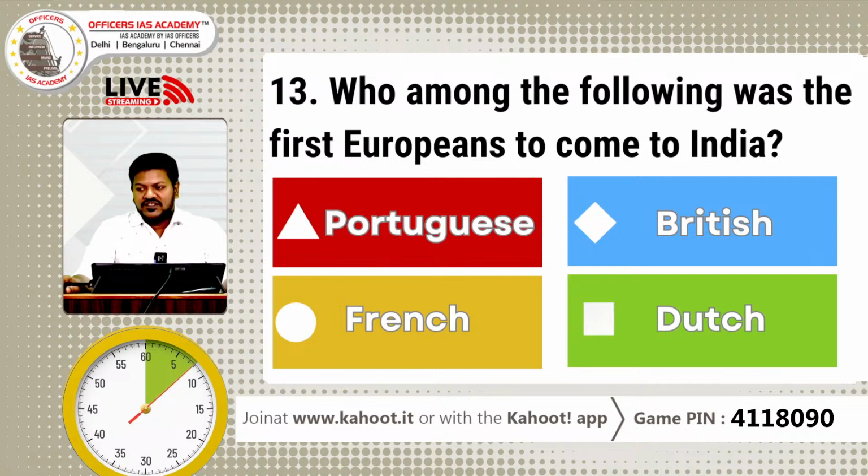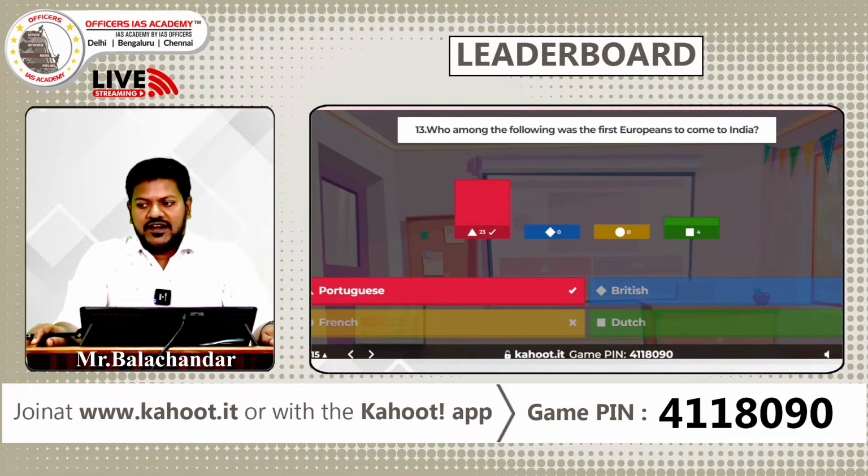Who among the following was the first European to come to India? Option A, Portuguese. Option B, British. Option C, French. Option D, Dutch. You have 10 seconds more. And yes, good, most of you have answered. Yes, the right answer is option A, Portuguese. So Portuguese were the first Europeans to come to India.